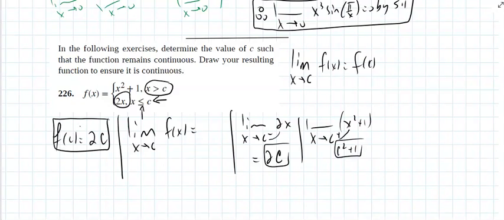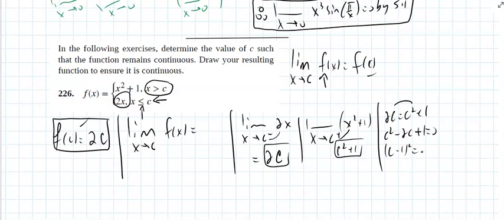Now, f of c exists. For the limit to exist, I need 2c to equal c squared plus 1. If those are equal, then the limit will exist. Well, that means I'm looking at c squared minus 2c plus 1 equal to 0, or c minus 1 squared equal to 0. That means c minus 1 equals 0, or c equals 1.